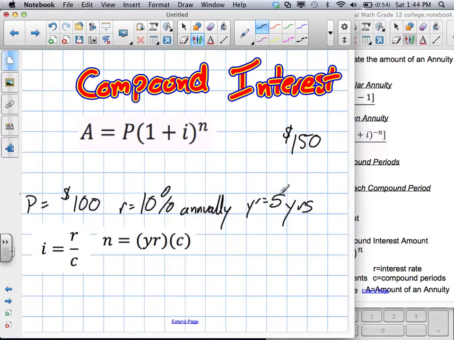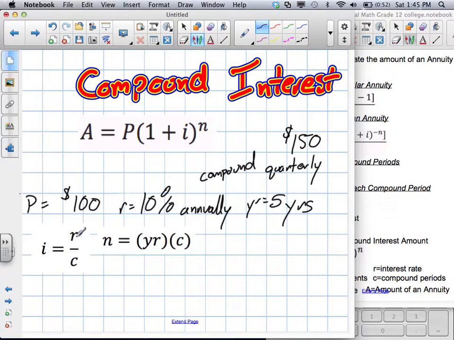Now, we're going to say it's compounded. What they'll say is something called compounded, and what that means is how often they compound something. We're going to say quarterly in this one. Quarterly. Do you know how many times a year quarterly is? 4. These are very important.